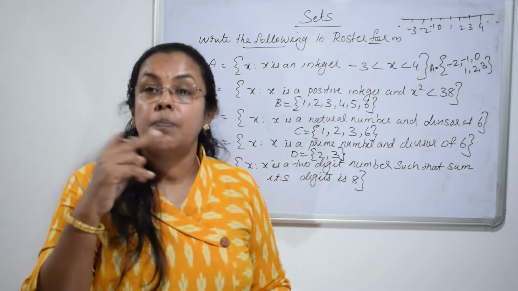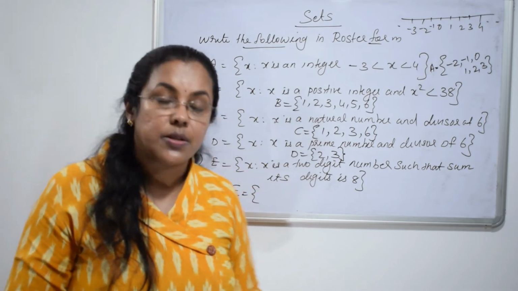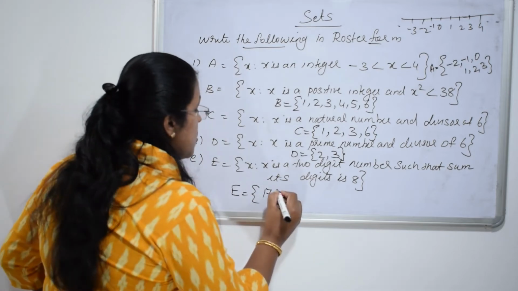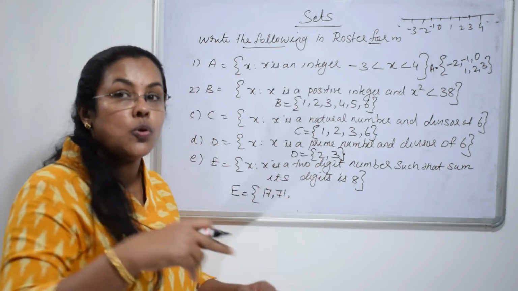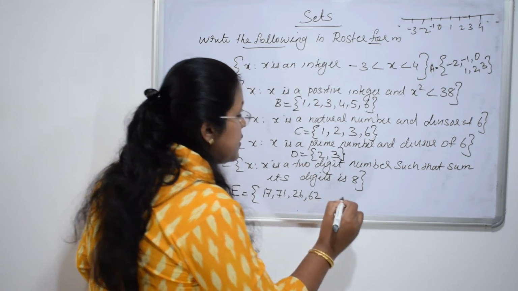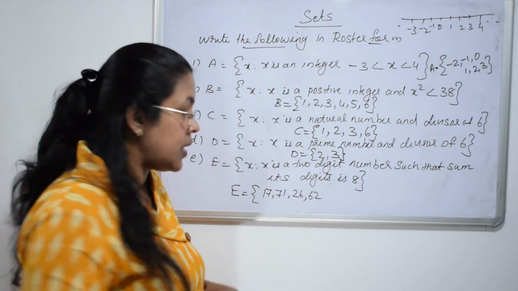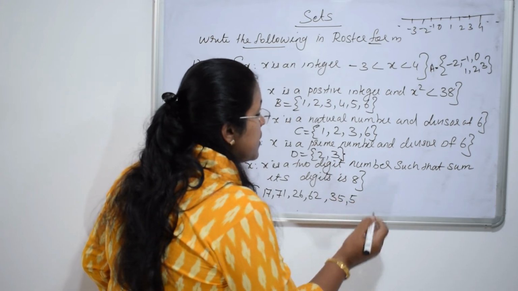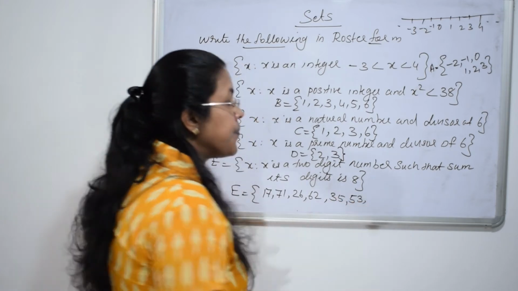1 plus 7 is equal to 8. So 17, write it in reverse order also, 71. 2 plus 6, 8. So 26, write it in reverse order, 62. 3 plus 5, 8. So 35 and 53.